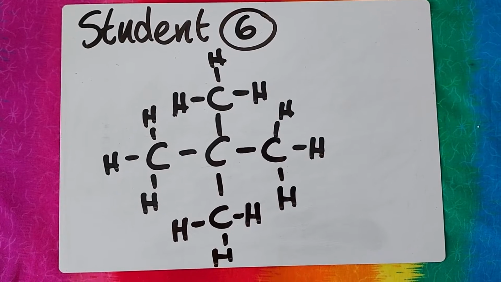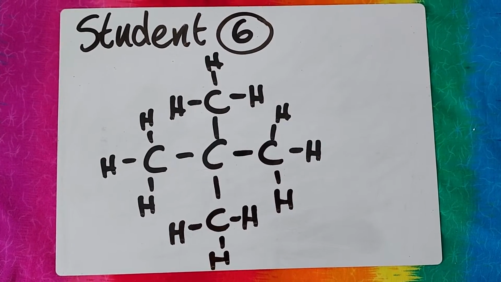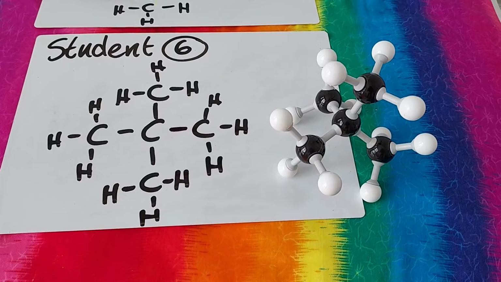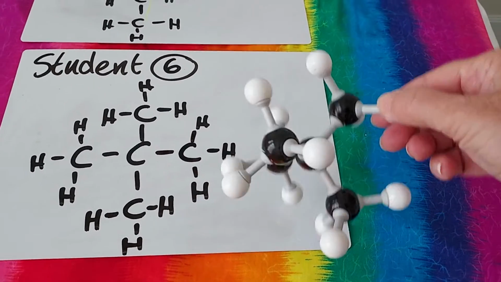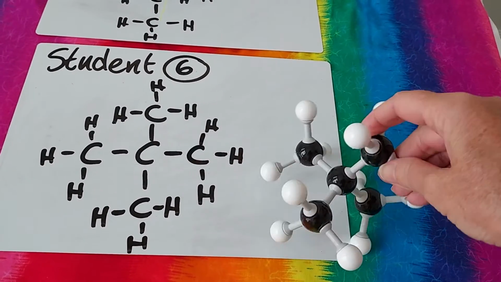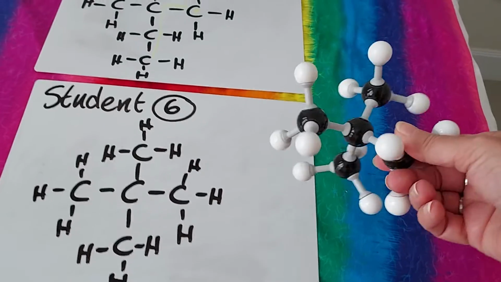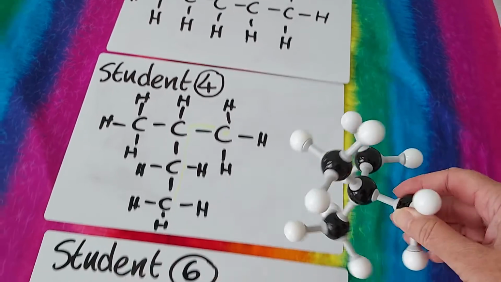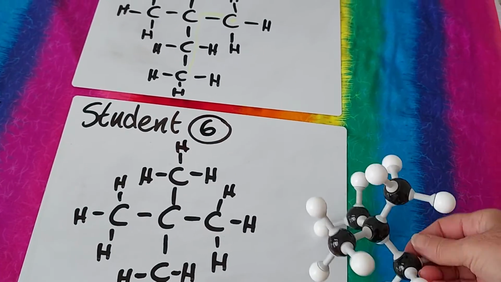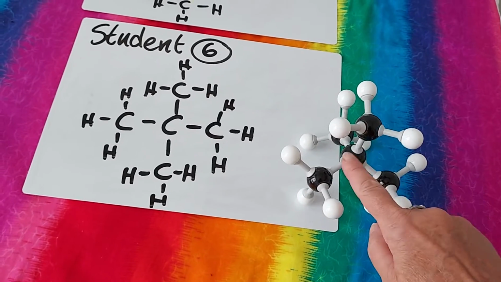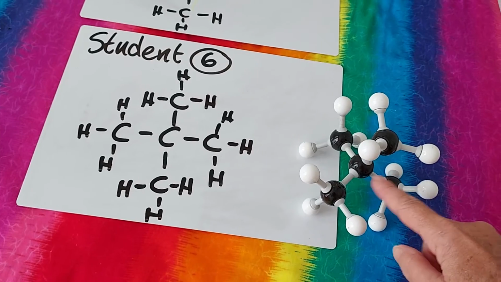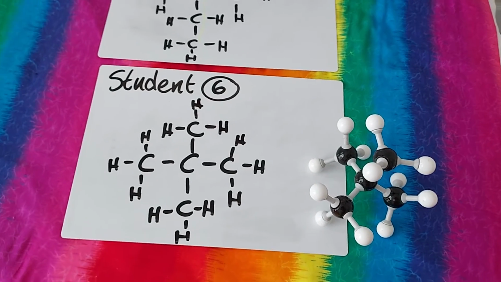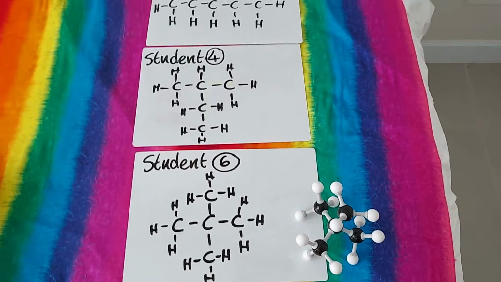Let's have a look at student 6's work. Now you can see this one is completely different to these two. Here's what it looks like in 3D, and you can see it doesn't matter how much I turn or twist that, there is no way I'm going to turn that into that or that. You can see clearly the longest backbone we've got is 1, 2, 3. Doesn't matter which way I go, 1, 2, 3, or that way, 1, 2, 3. So this is a different structural isomer to the other two.